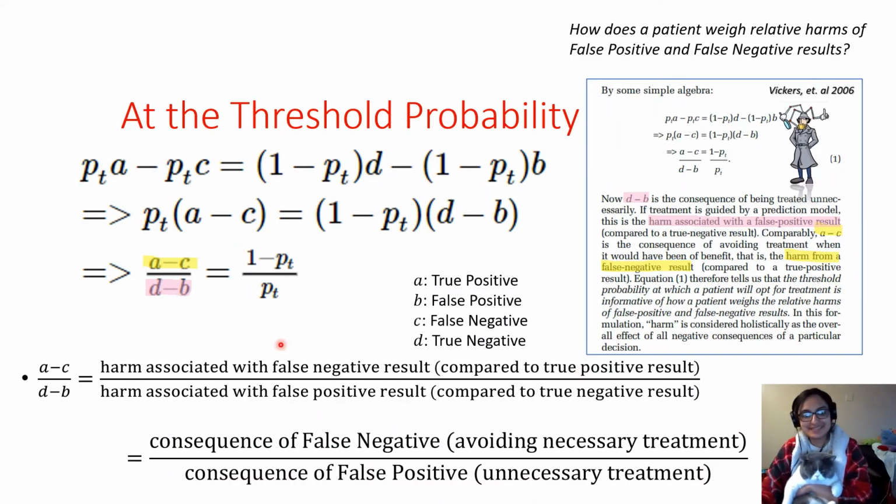So based on what we just discussed, I hope you can see that A minus C, the harm associated with the false negative result compared to a true positive, is really just asking why a false negative is harmful. That gives us appreciation for getting true positive predictions. Similarly, by looking at D minus B, we can look at the harm associated with false positive results compared to true negative results. In some ways, D minus B gives us the consequences of a false positive and helps us realize why it's so important that we got a true negative compared to a false positive. What would have been the consequences of a false positive?